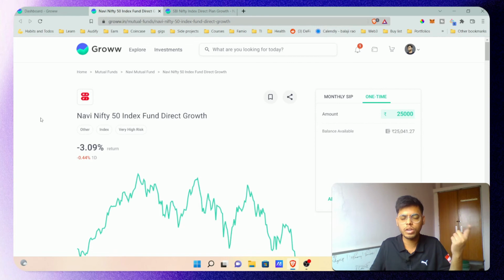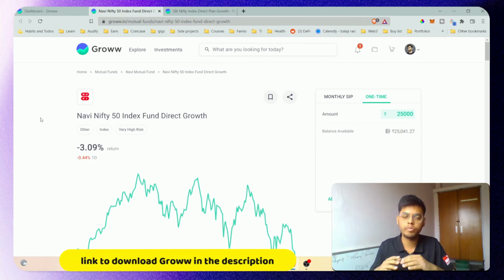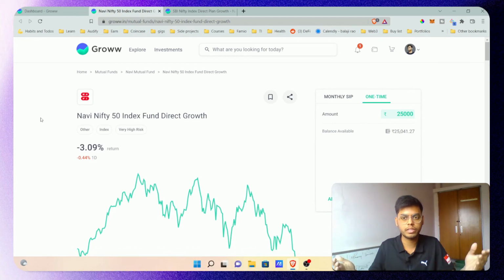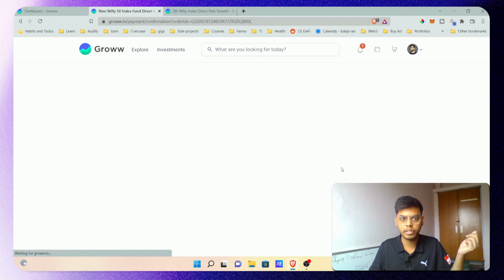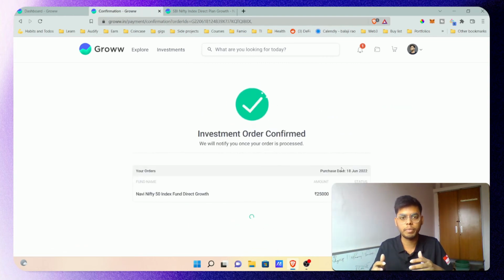All you need to do is go on Grow, and I'll also leave a link to Grow. It's a very user-friendly platform for any first-time investor to invest in any sort of assets. It has stocks and mutual funds which you can invest in. So I've selected one time, I've selected the amount that I want to invest, and I just invest, right? I'll explain how this process happens.